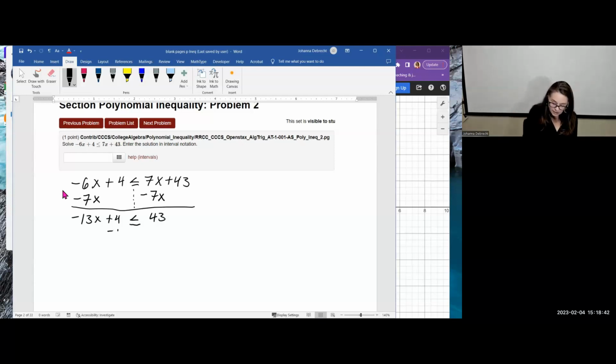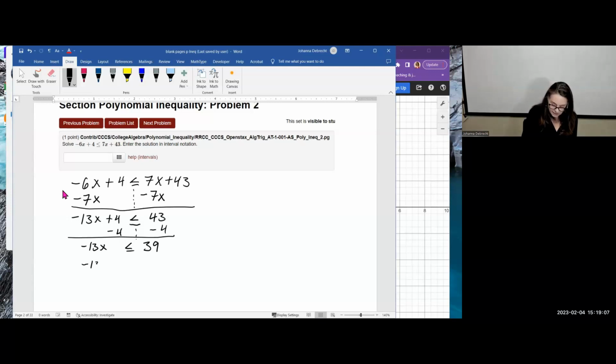So I'm going to subtract my 4 from both sides of the inequality symbol. And this gives me negative 13x less than or equal to 39. Now I want to isolate x by itself, so I need to divide by the negative 13, but the number I'm dividing by is negative, which is going to reverse the symbol.